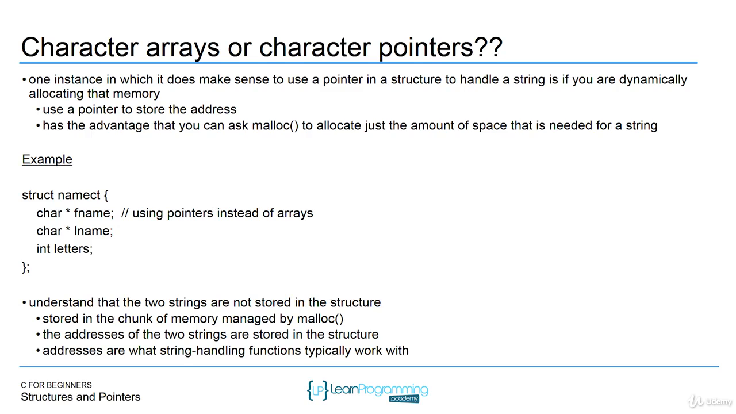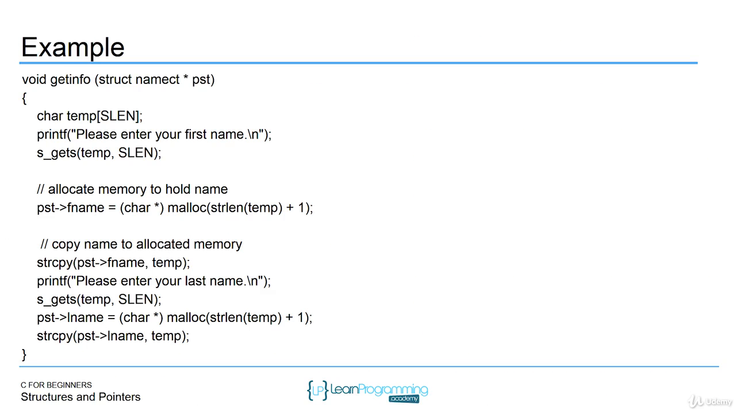The addresses of the two strings are what's stored, not what they're pointing to. Addresses are what string handling functions typically work with, and that's why you want to use pointers in there, because then you can just pass them around a lot easier. So here's an example. We have a function called getInfo. It takes a pointer, and we can pass that pointer around very easily.